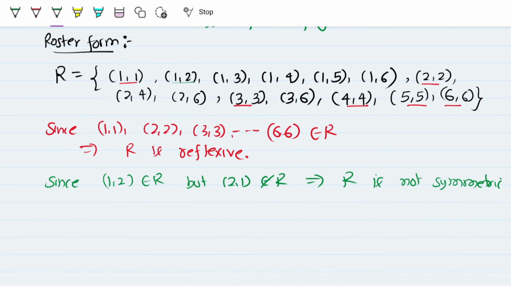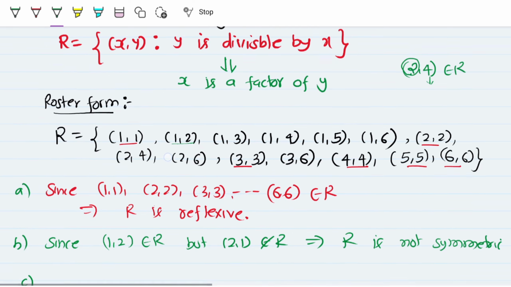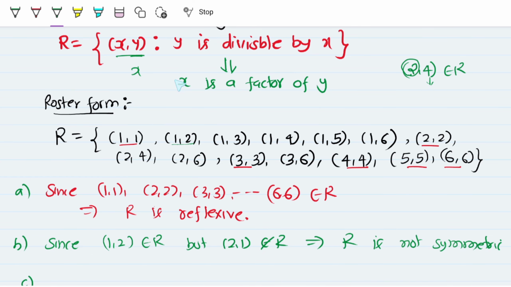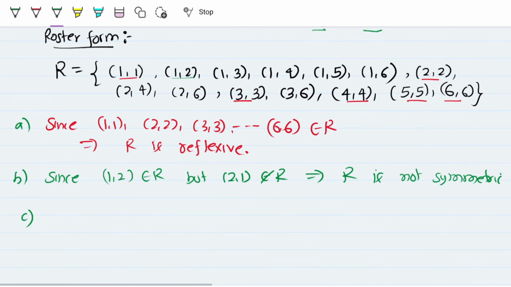What about transitivity? Obviously this relation is transitive. Why? Because in the definition, (x, y) belongs to R if x is a factor of y. So if x is a factor of y and y is a factor of z, it implies x is a factor of z. So obviously it is transitive.